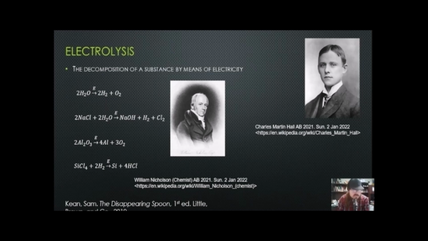Of course, in 1886, Charles Martin Hall found a way to make aluminum cheaply. He found that running a current from homemade batteries through aluminum oxide produced pure aluminum. He would later go on to form Alcoa. At the time of his death, he was worth something like $650 million adjusted for inflation.